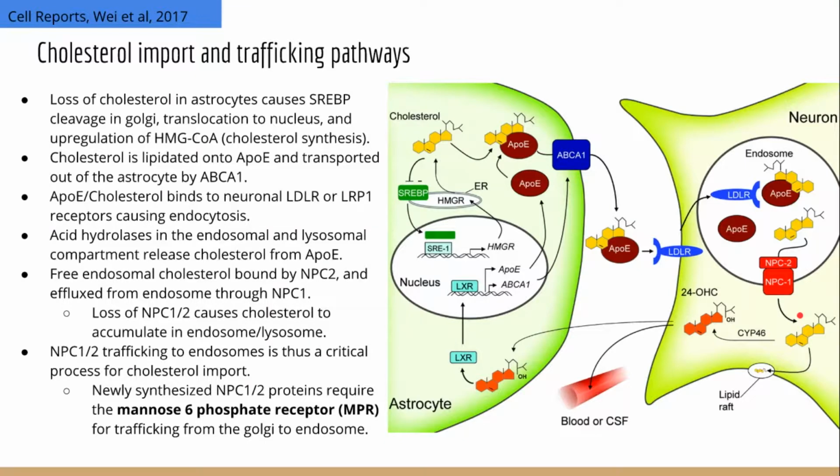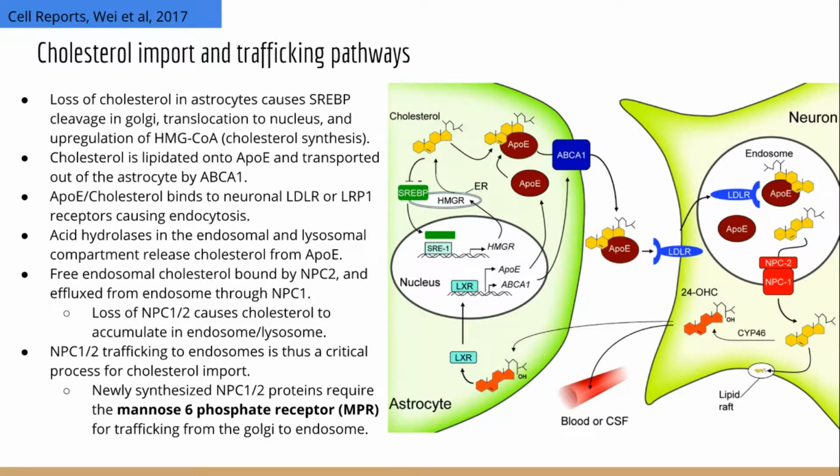Previous research has found that newly synthesized NPC1 or NPC2 requires the mannose-6-phosphate receptor for trafficking from the Golgi to the endosome. The function of the mannose-6-phosphate receptor isn't necessarily important, but what is important in the context of cholesterol trafficking is that when this protein is not working properly, NPC1 cannot get to the endosome.